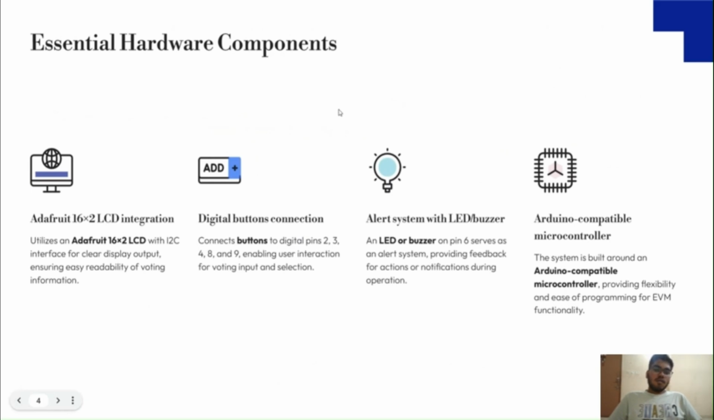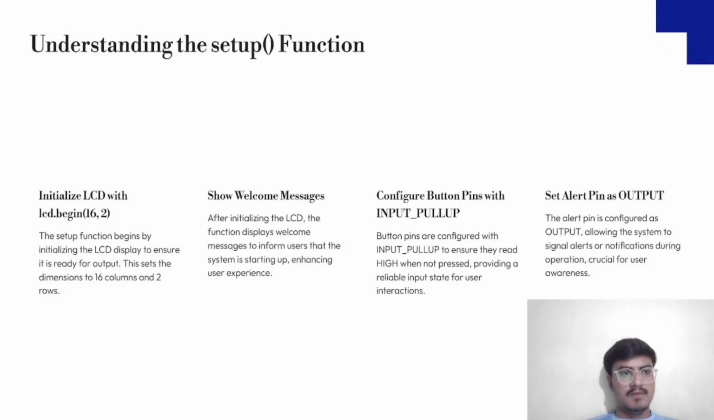Now essential hardware components. So first of all, Adafruit 16x2 LCD integration, which utilizes an Adafruit 16x2 LCD with I2C interface for clarity of display output. Now digital button connections, which connects buttons to digital pins 2, 3, 4, 8 and 9. Now alert system with LED buzzer. So an LED or buzzer on pin 6 serves as an alert system providing feedback for actions or notifications during operation.